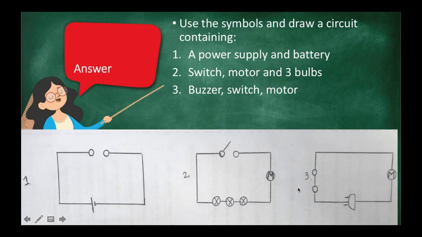Then the last picture, we had to draw a buzzer, a switch, and a motor. Same thing. And for number 3, I said closed switch. As you can see over there, I've got my closed switch. I've got my strange looking buzzer, and I've got my motor. Again, it doesn't matter where you put them as long as they are all there.